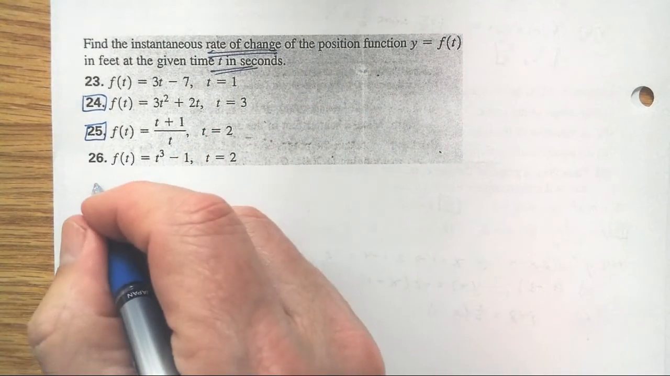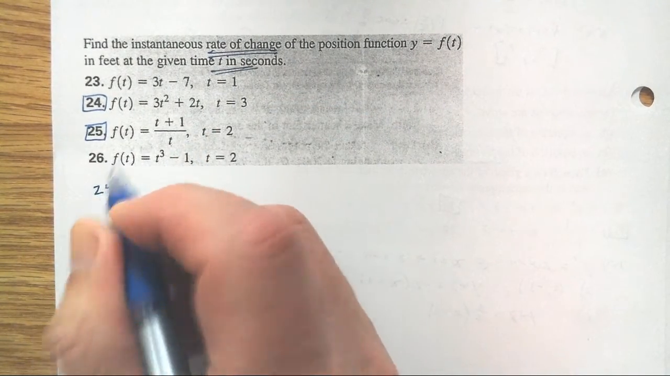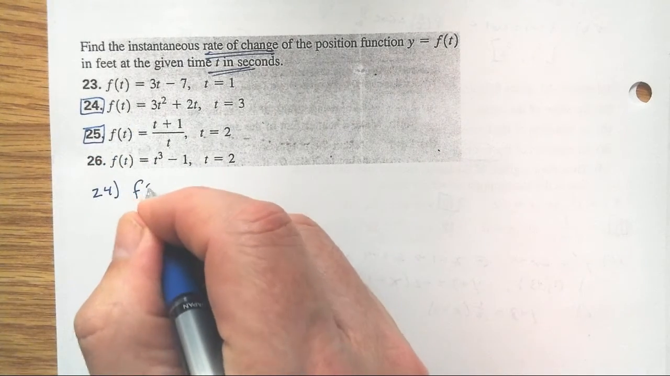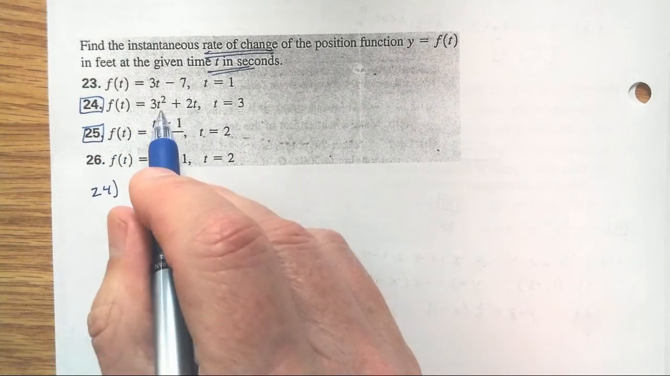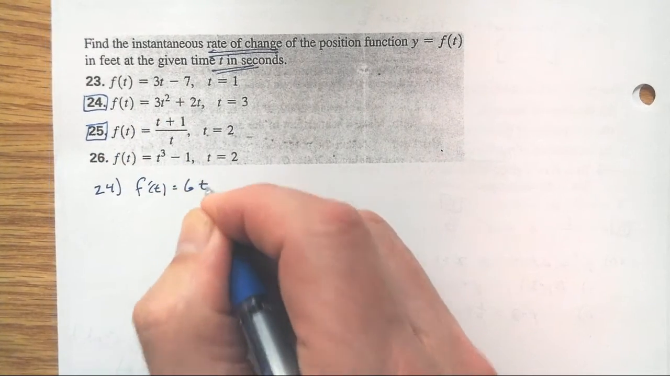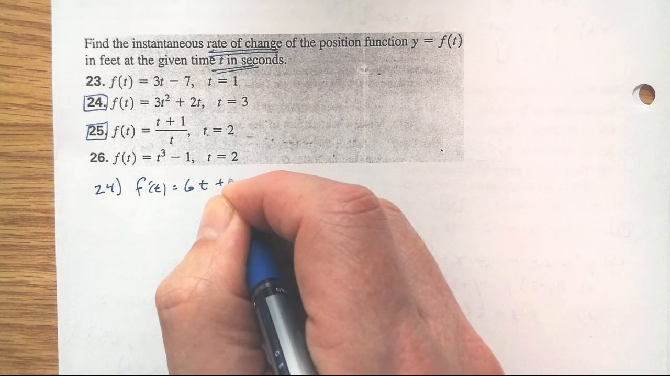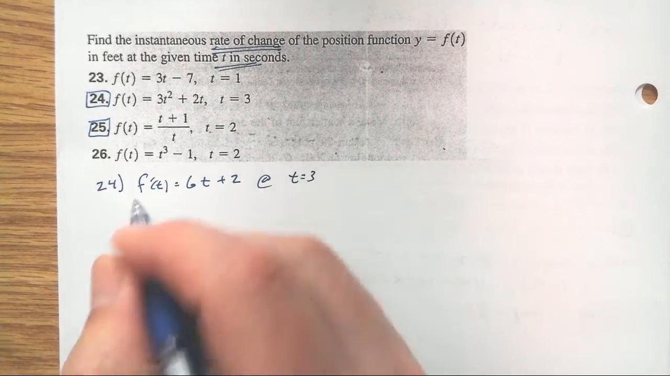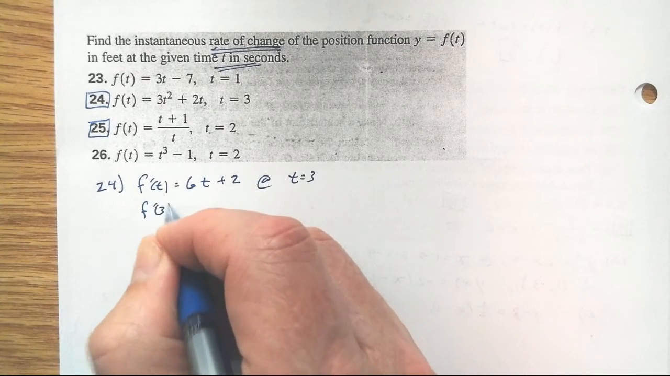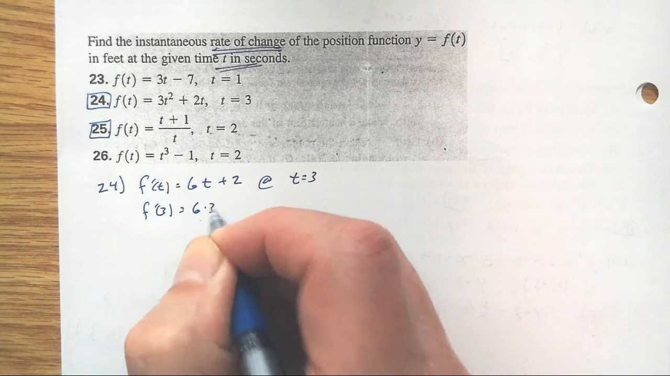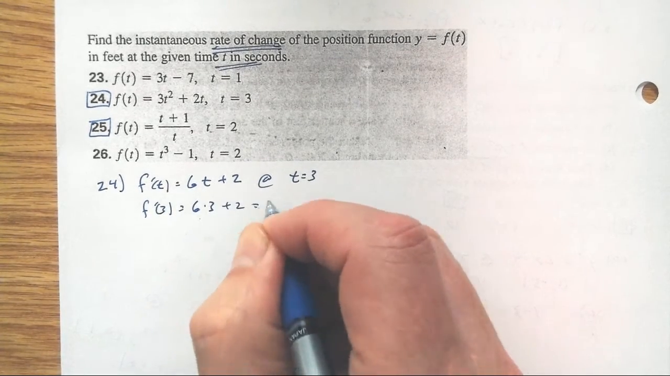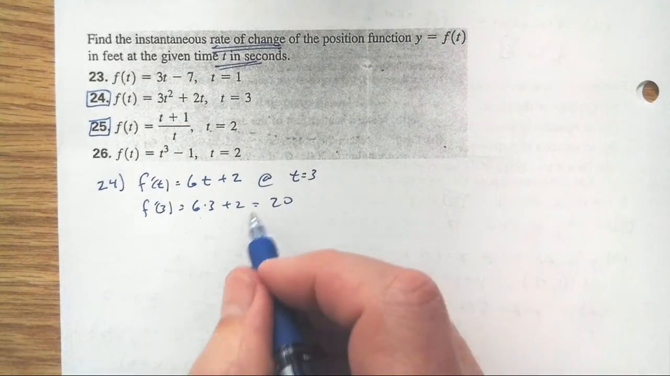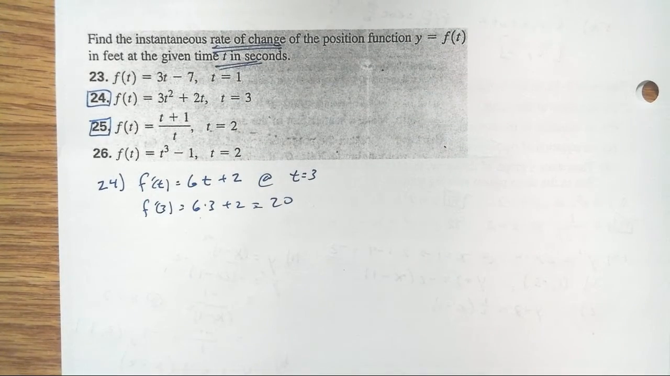To find the slope, we're going to use slope formula or derivative. F prime of t equals 6t plus 2 at t equals 3, or f prime of 3 is 6 times 3, 18, plus 2, 20. That's our instantaneous rate of change. Now that might be feet per second. We don't know, but that's where we're headed.